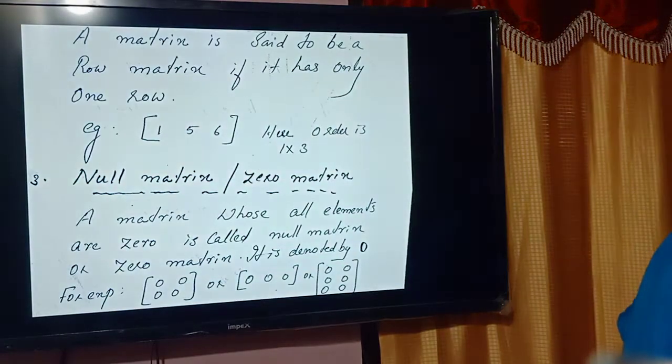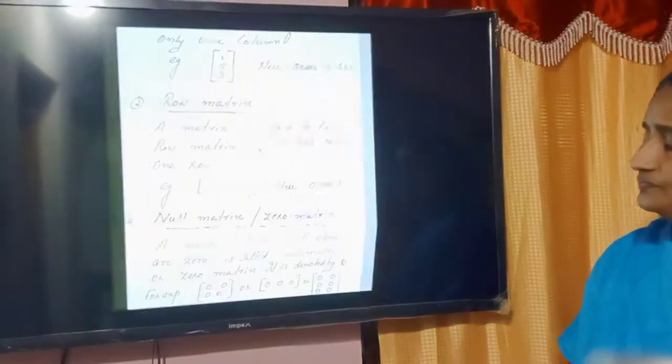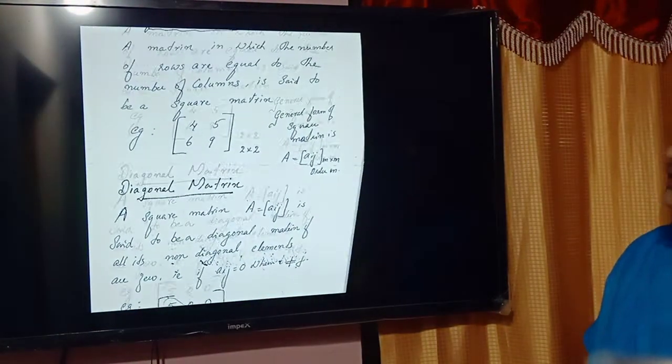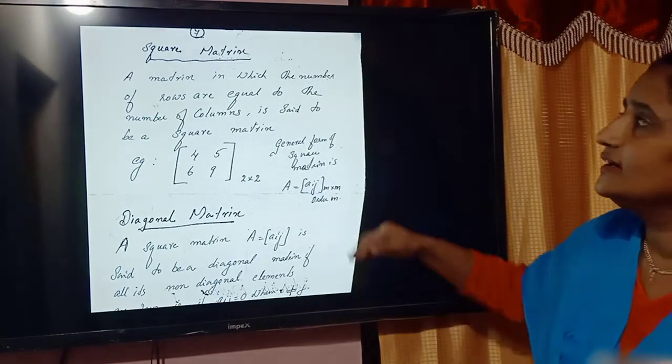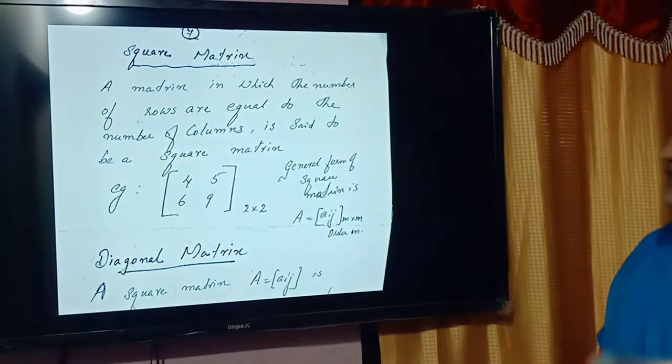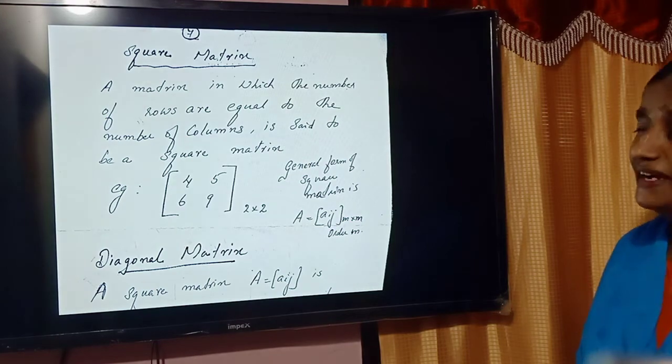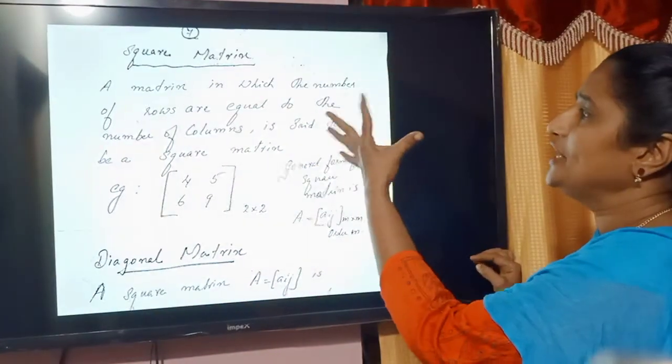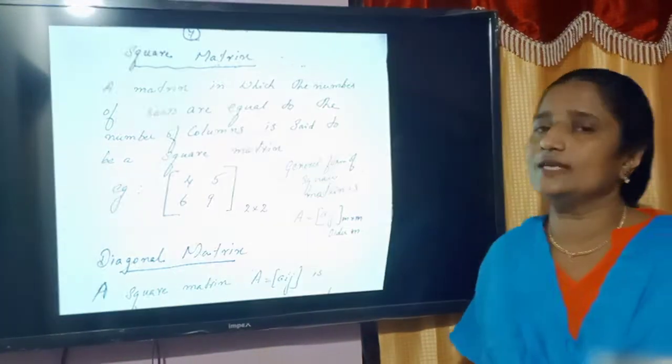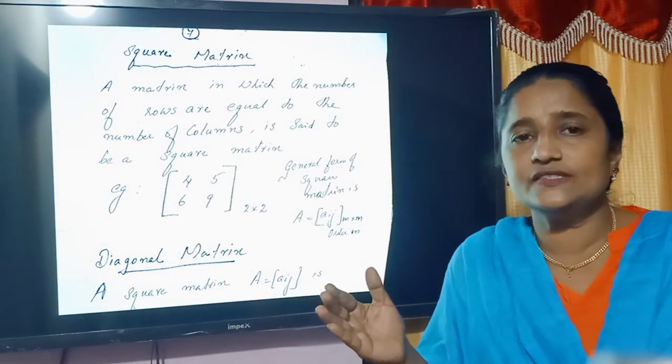Now let us take the fourth one. The fourth one is another important one, that is a square matrix. This is the most important definition. Square matrix means a matrix in which the number of rows are equal to the number of columns. Square, you know, the definition is understood.